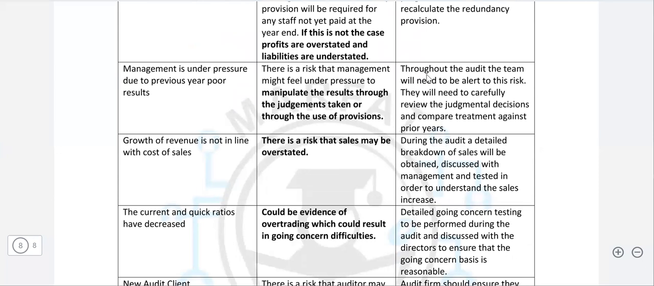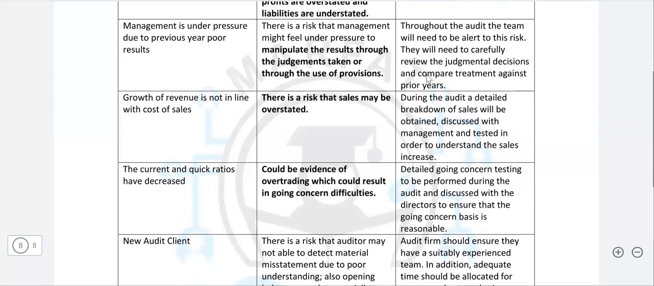Management is pressurized due to the previous year's poor results. So in order to deal with this situation, they may try to manipulate the profits. They may try to do creative accounting, which may lead to misstated financial statements.